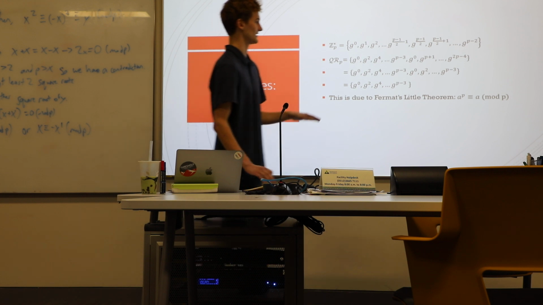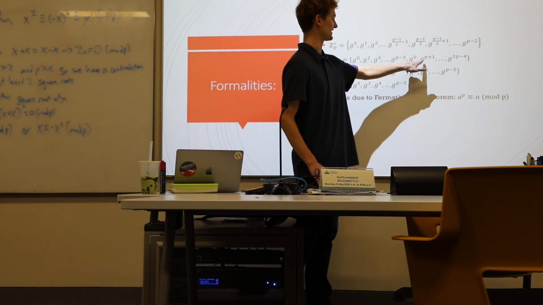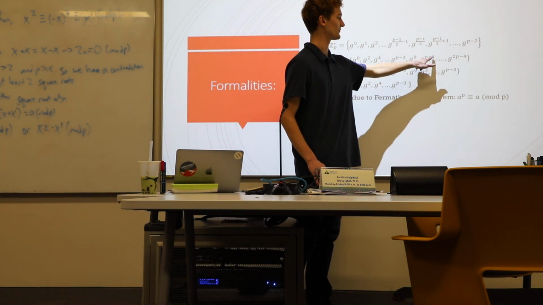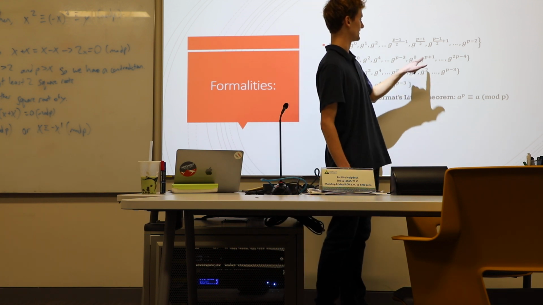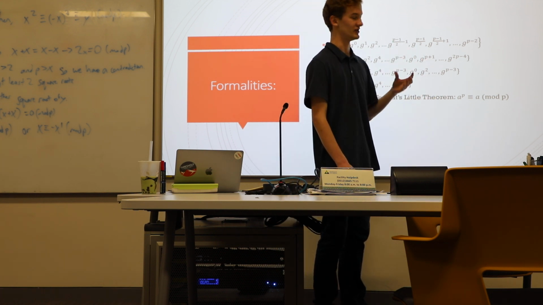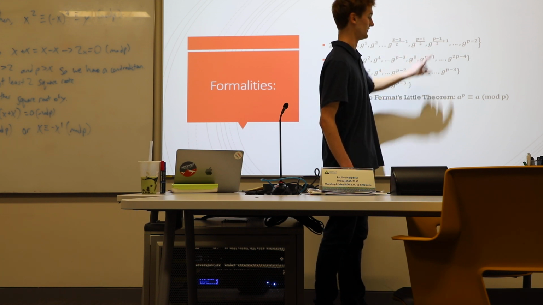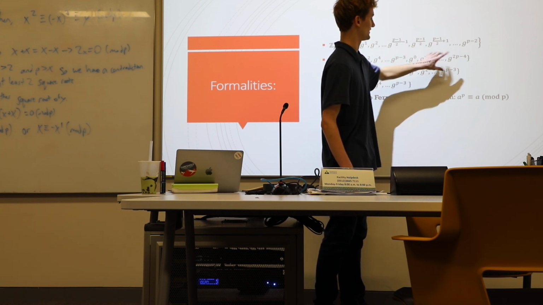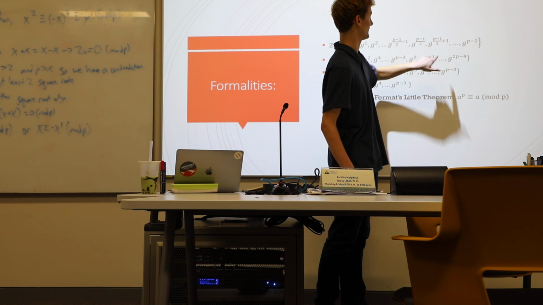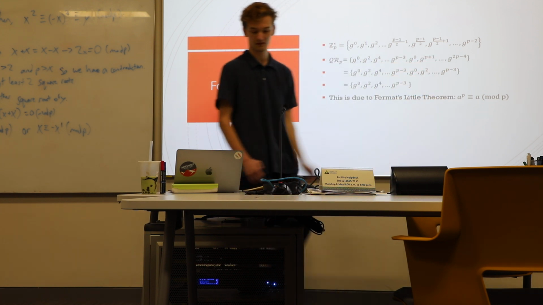And if you would basically take g to the p plus 1, you can replace g to the p with just g. So that means that you have g times g, which is the same as g squared. And so that's basically how you go from the second row to the third row.